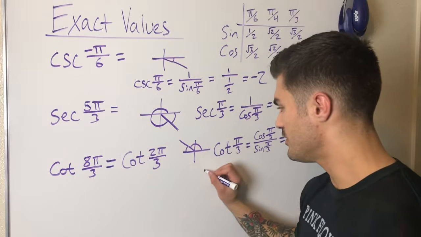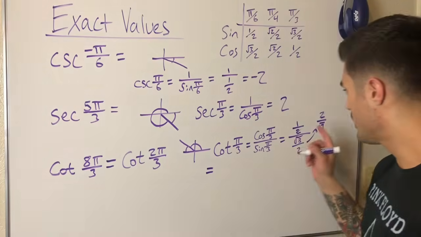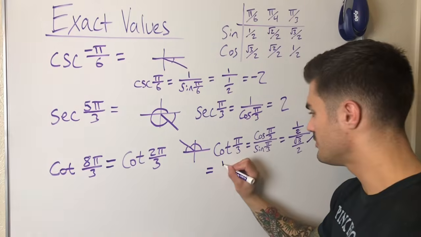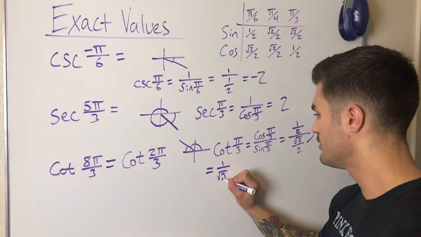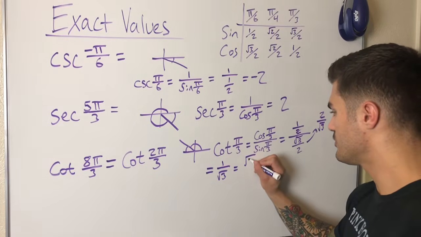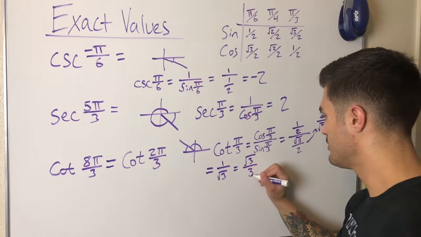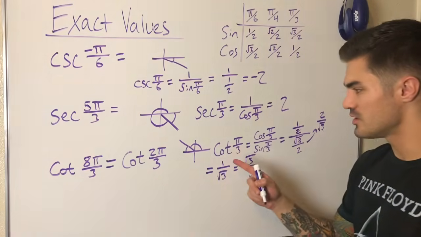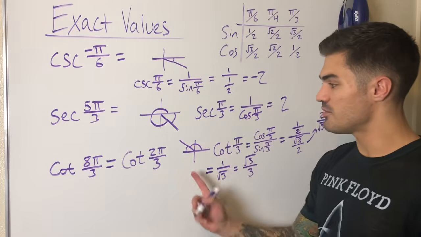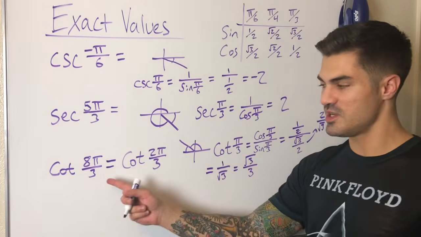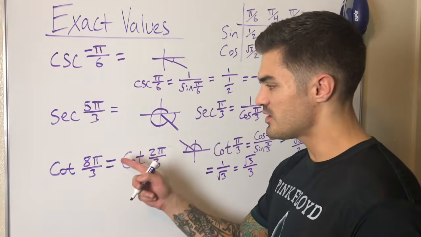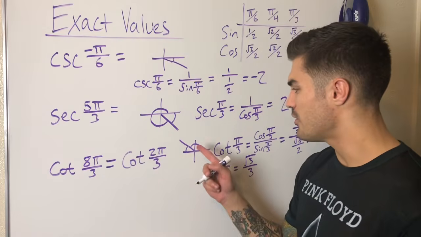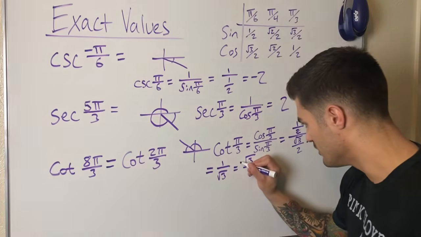I'm going to move down here. I have 1 over root 3. And once I rationalize the denominator, 1 over root 3 comes out to be root 3 over 3. So is it positive or is it negative? Let's see, I'm in the 2nd quadrant. So my x's are negative, my y's are positive. And since cotangent is x over y, I will actually be negative. This will be negative.